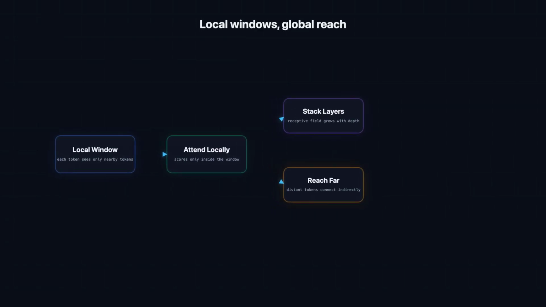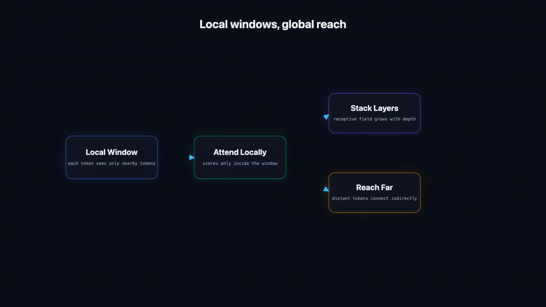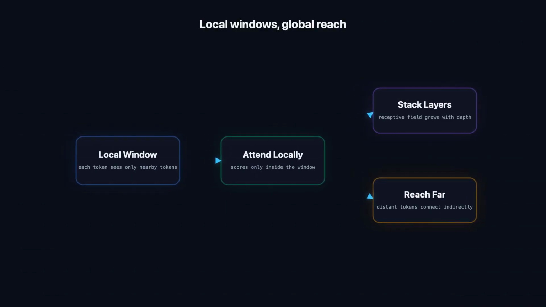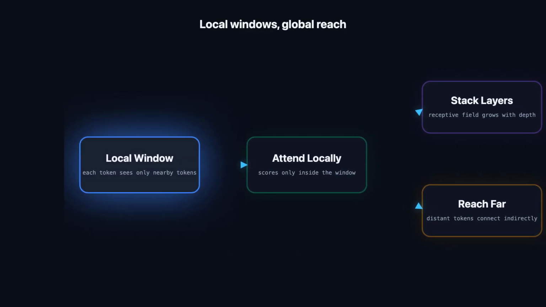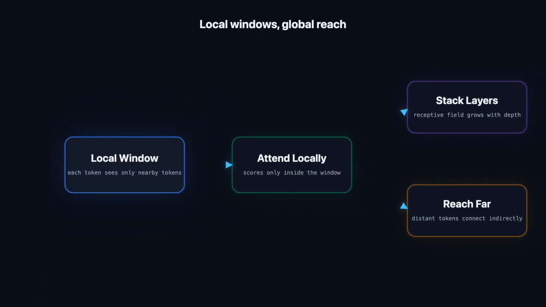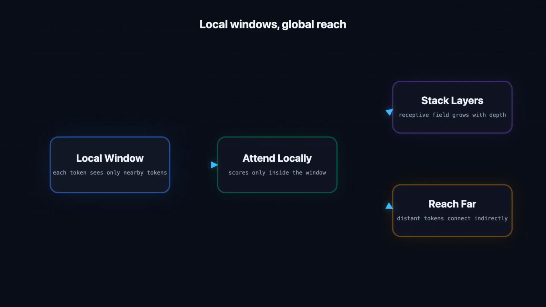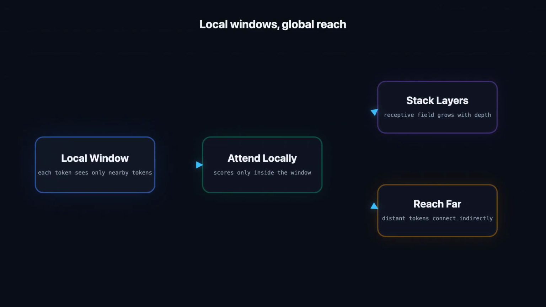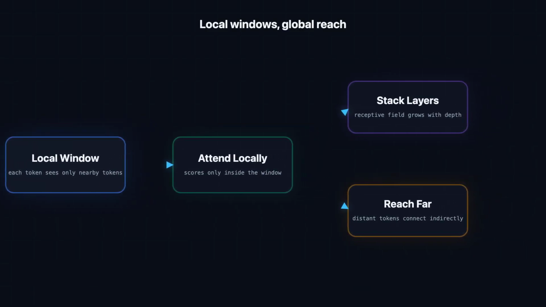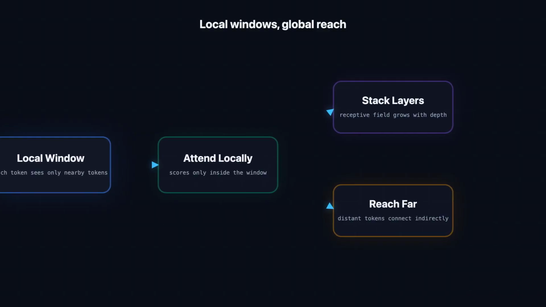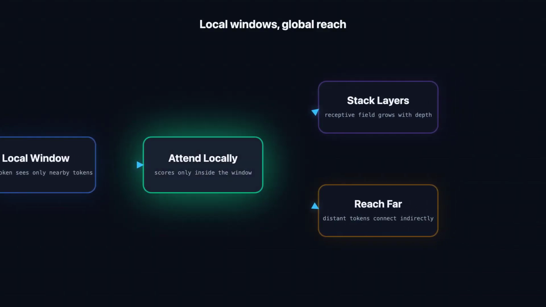So how does a purely local window still capture information from far away? Follow the mechanism one step at a time. Start with a single token. Instead of attending across the entire sequence, it looks only at a fixed window of neighbors, say a few thousand tokens to its left and right. Everything beyond that window is simply out of view for this layer.